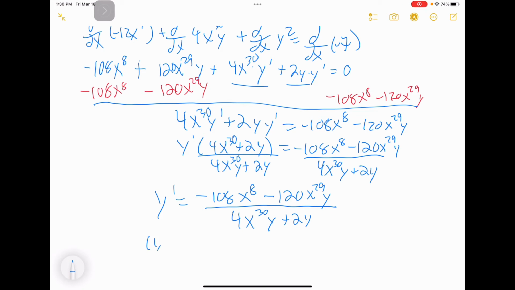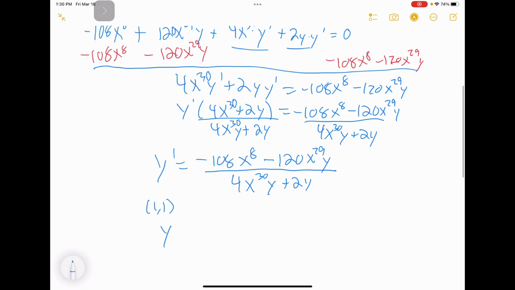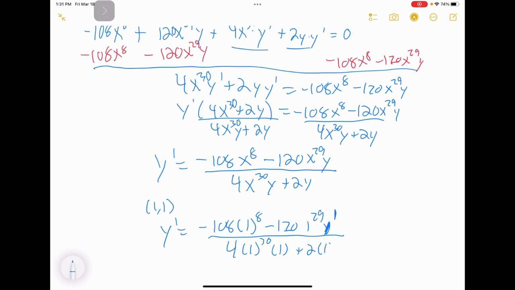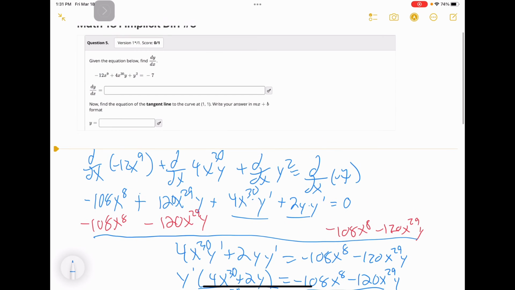Now we'll plug in (1, 1), so 1 for x and 1 for y. The y prime is negative 108 times 1 to the 8th minus 120 times 1 to the 29 times 1, over 4 times 1 to the 30th power times 1 plus 2 times 1. And we end up with negative 108 minus 120. I believe we have a sign error here.